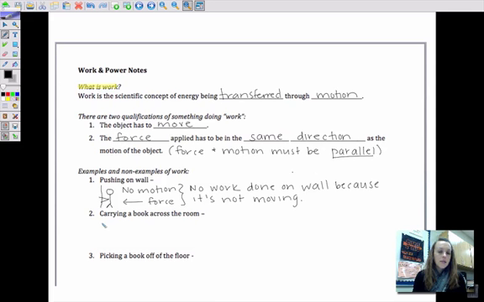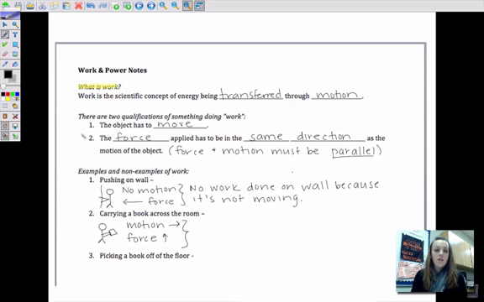Our second example is if you carry a book across the room. So here's you carrying a book across the room. In this case, the book is moving. The book is moving to the right because that's the direction that you're walking. However, the force you're applying to the book is going up. So when you're carrying something, you're applying an upward force to keep it off the ground.